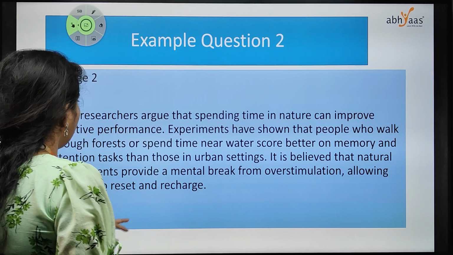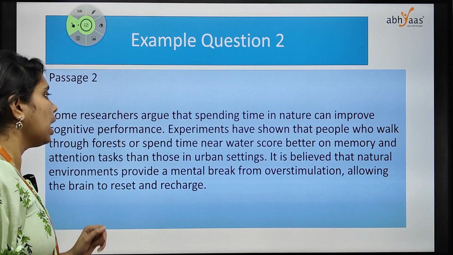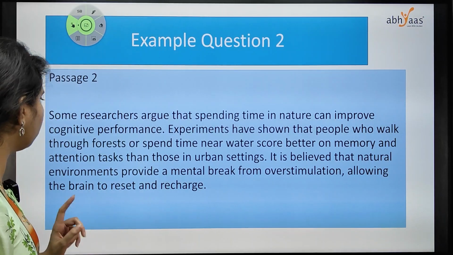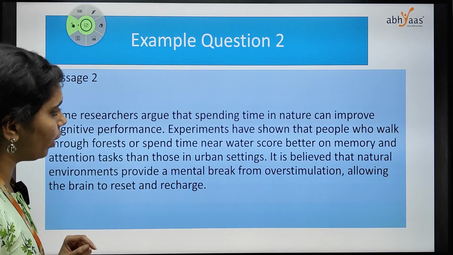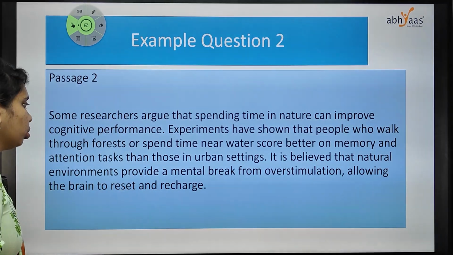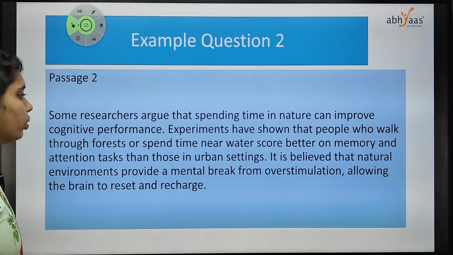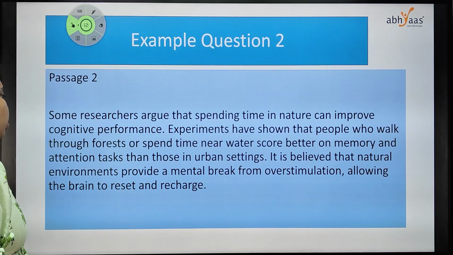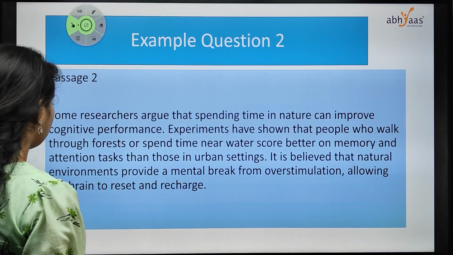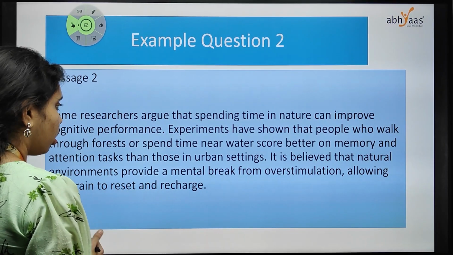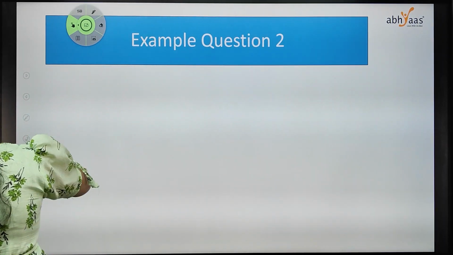Let's look at passage 2. Some researchers argue that spending time in nature can improve cognitive performance. Experiments have shown that people who walk through forests or spend time near water score better on memory and attention tasks than those in urban settings. It is believed that natural environments provide a mental break from overstimulation, allowing the brain to reset and recharge. So the nearer you are to nature, the more is the cognitive ability of your brain. That's the main point.